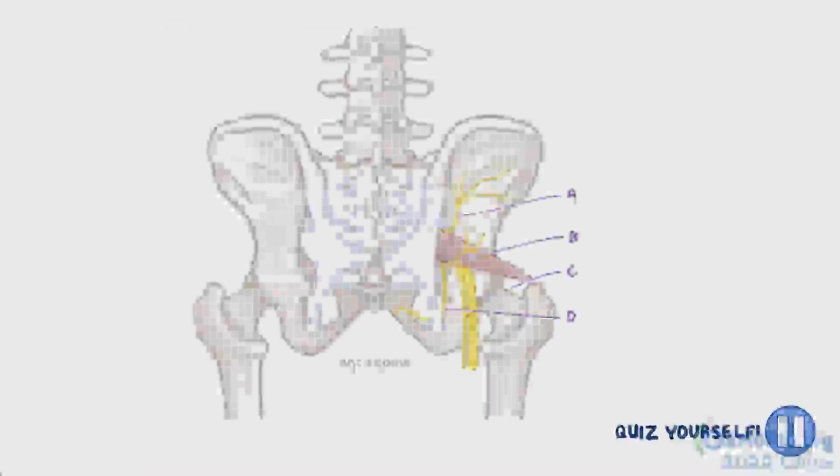Okay, now we're just going to quickly go over the other 24 branches of the sacral. Just kidding. Instead, you can take a quick break and see if you can recognize the sciatic, pudendal, and superior and inferior gluteal nerves on this image.